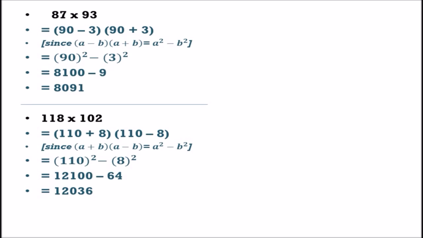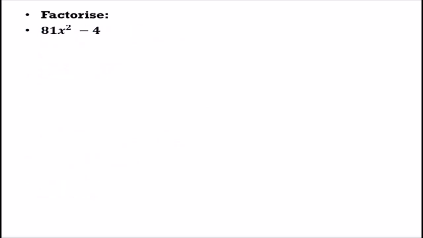The quadratic equations which do not have the middle term can be factorized using this identity. For example, let us consider this quadratic equation, 81x square minus 4. Now see, the middle term is not there. The term with x is not there. So 81x square, since 81 is square of 9, 9 9s are 81, and 4 is square of 2, 2 2s are 4. We can write it like this, 9x whole square minus 2 square.